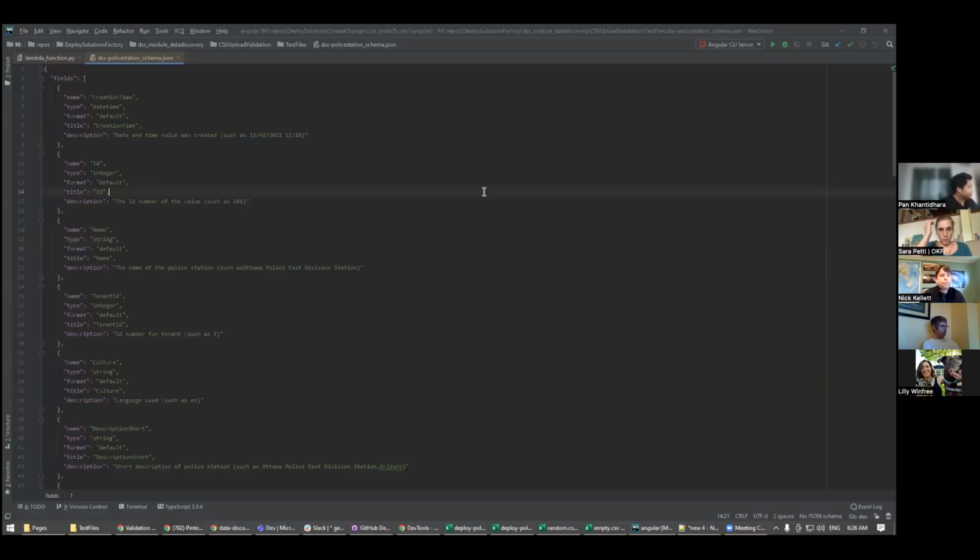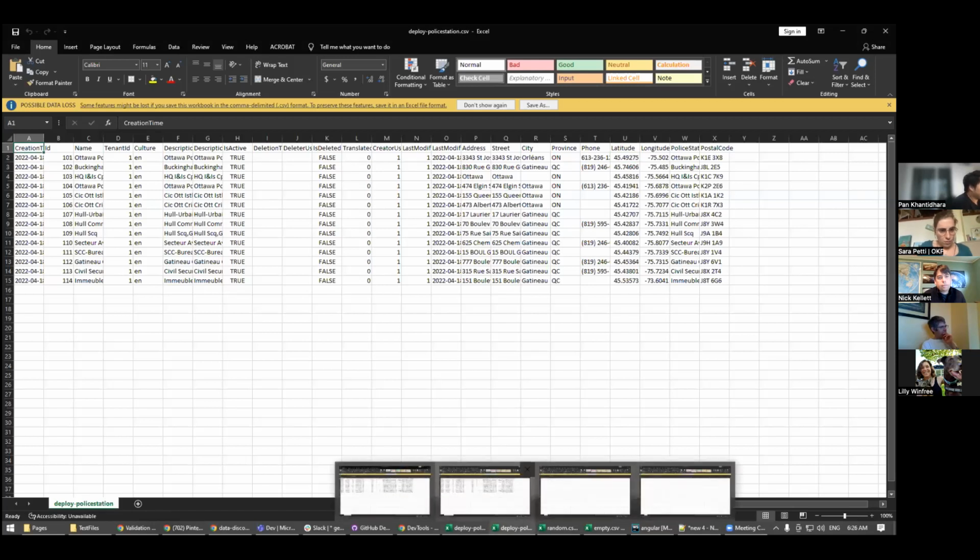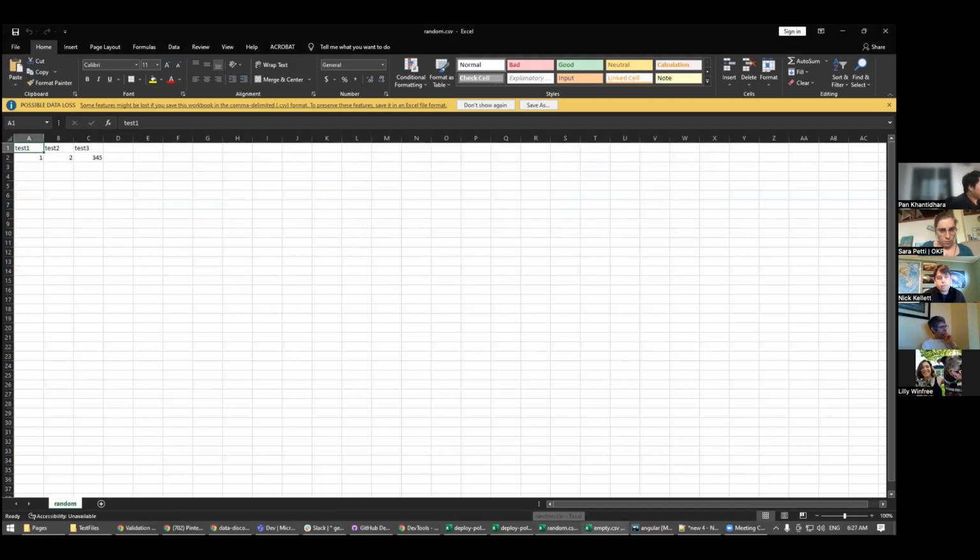So as Nick mentioned, we are working with a few sets of data, and I'm going to pick the police station schema here to do a demo for you. And so here we have a police station schema with the creation time, ID, names, and we specify the type of each field of the data in the schema. And what we are trying to do is validate the CSV data that we have. This is the valid CSV that we want to upload. This is not, and we could try with a random CSV.